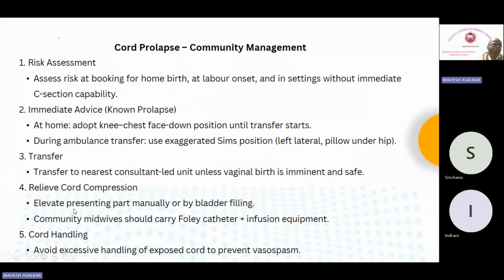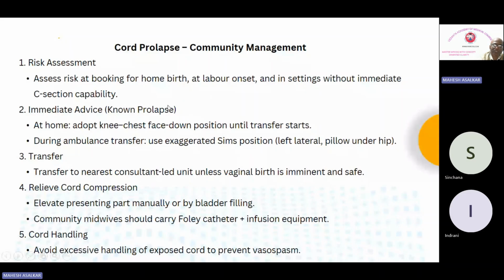Relieve cord compression by elevation of the presenting part manually or by bladder filling. Okay, community midwives should carry Foley's catheter and infusion equipment. So this particular advice is sometimes also expected, that generally they have the Foley's with them and infusion equipment, so they should fill the bladder, okay, and elevate the presenting part. Then cord handling is to be avoided. Avoid excessive handling of the exposed cord to prevent vasospasm.